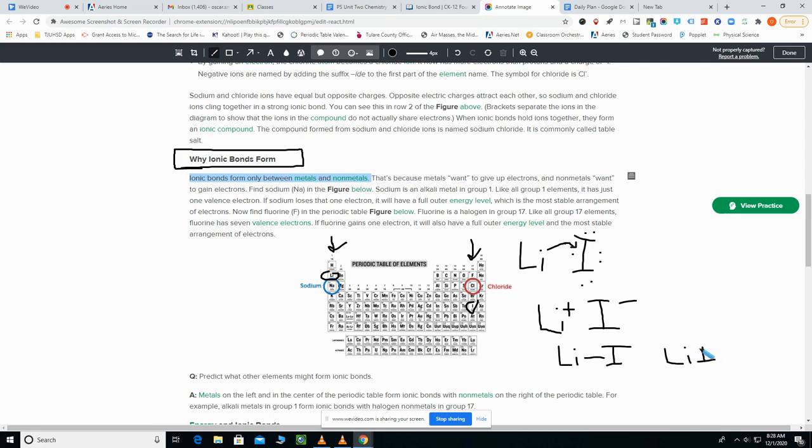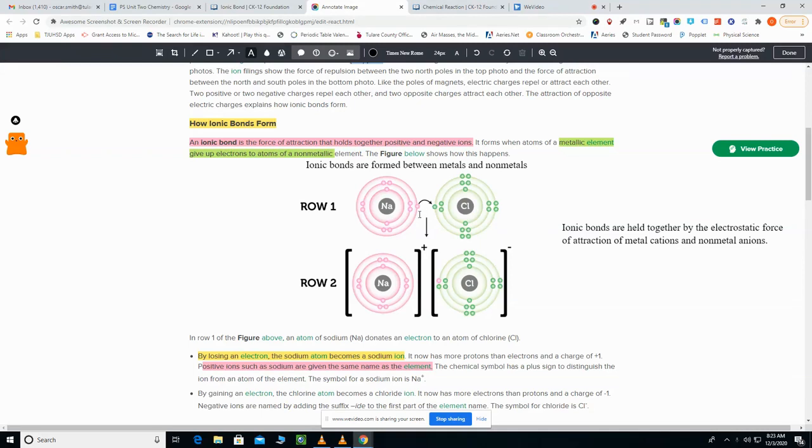And again, we can see that a +1 charge and a -1 charge, if we look at the total charge, if we add them together, the net charge is 0 for the basic formula unit for these new compounds that form due to ionic bonds. So we need to understand that ionic bonds are formed between metals and nonmetals.